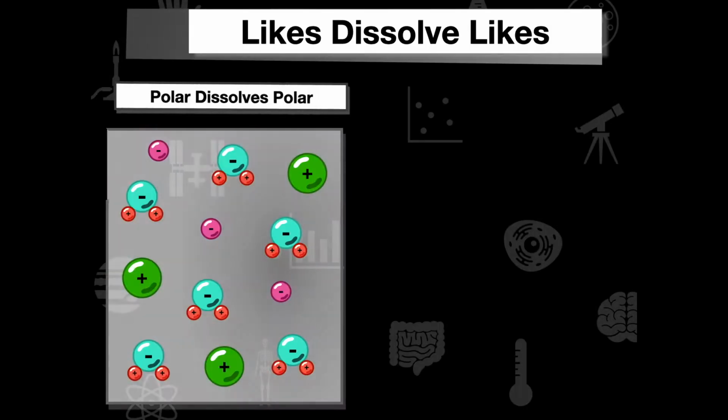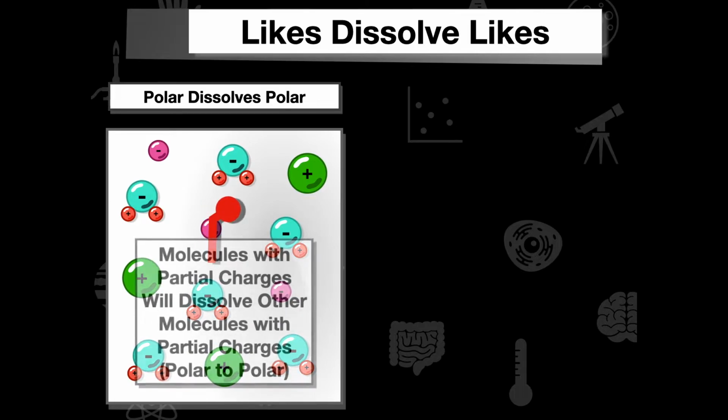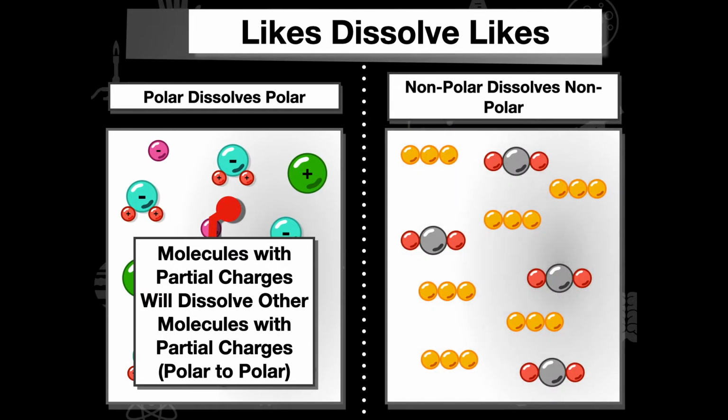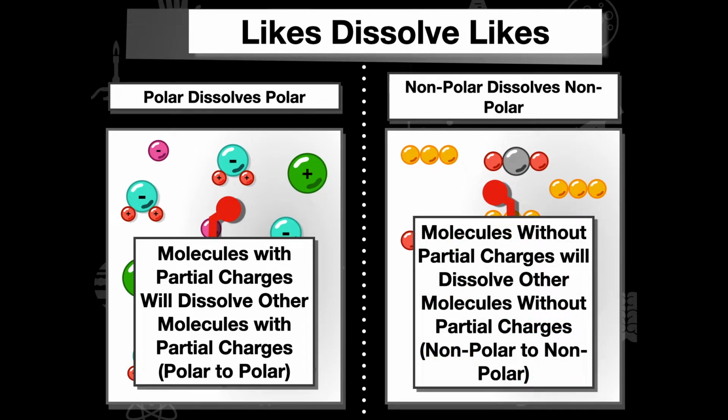Now another key concept that we need to understand is that polar substances are going to dissolve polar substances. So molecules with partial charges will dissolve other molecules with partial charges. Polar is going to dissolve polar. Likes dissolve likes. Now on the contrary, nonpolar is going to dissolve nonpolar. So if we look at this, molecules without partial charges will dissolve other molecules without partial charges. That's going to be our nonpolar to nonpolar molecules.